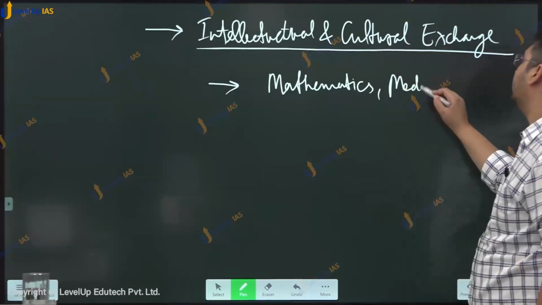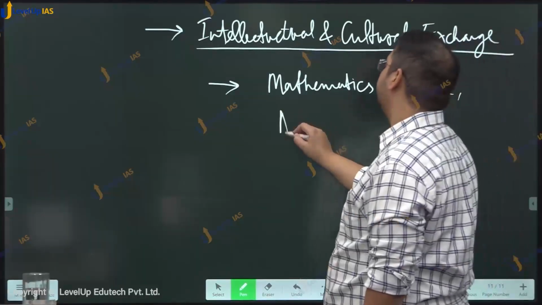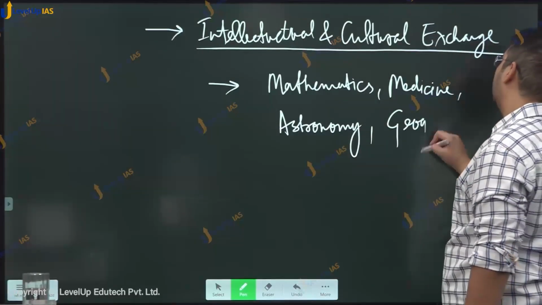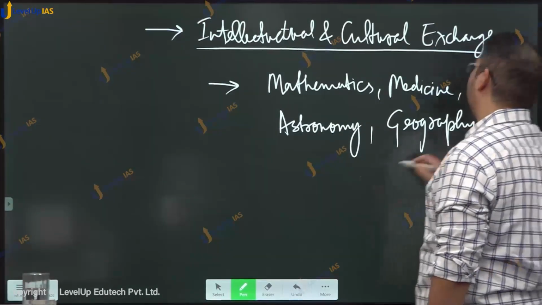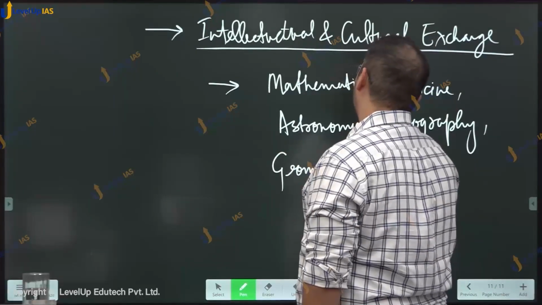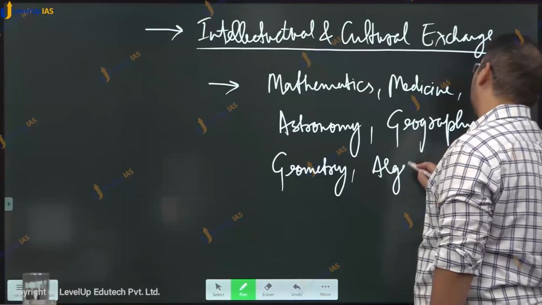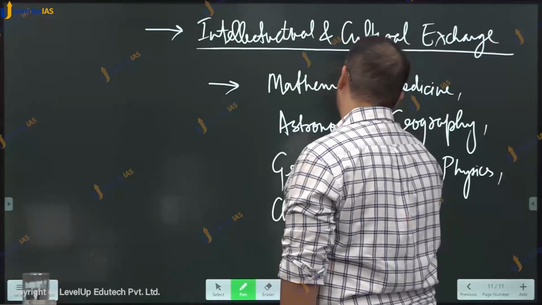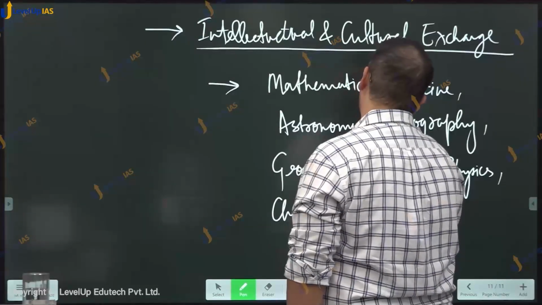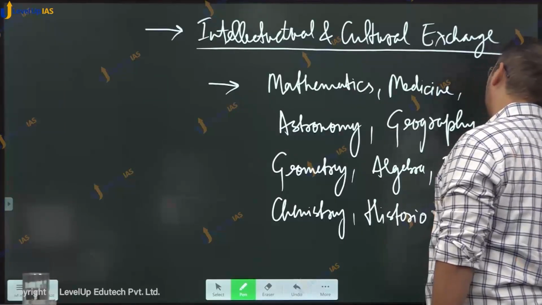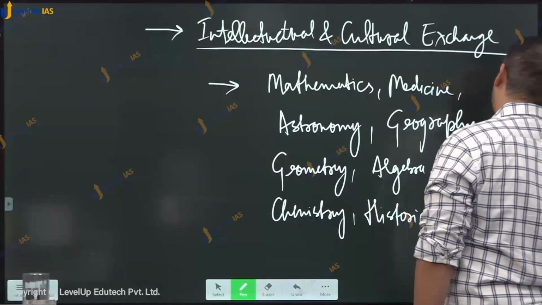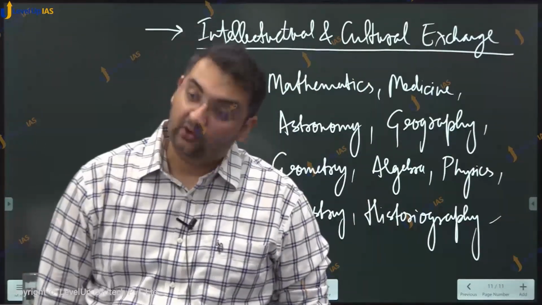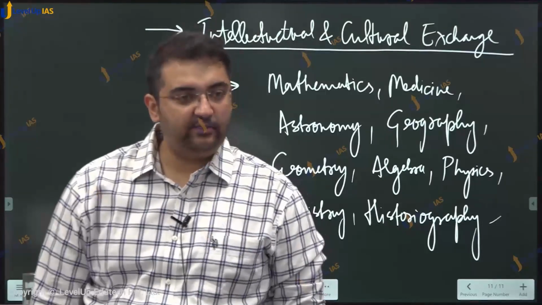mathematics, medicine, astronomy, geography, geometry, algebra, physics, chemistry, historiography, etc. The Arabs are also going to transmit several technologies towards the subcontinent, not directly but indirectly.